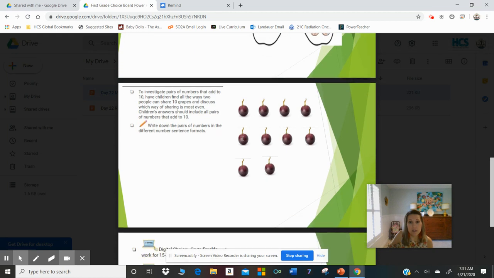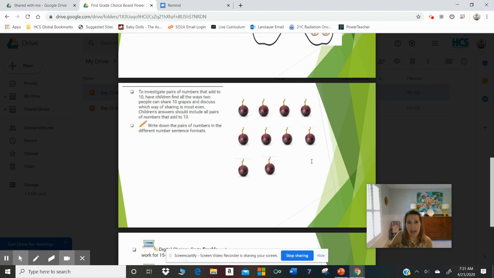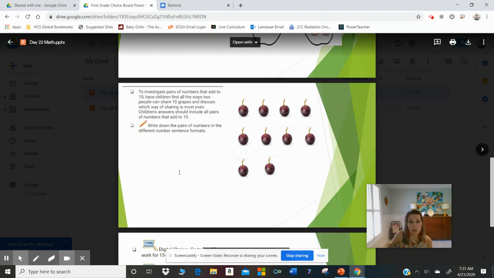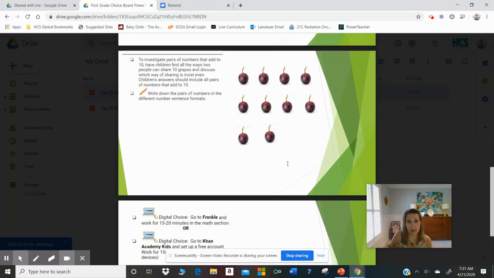Then also another game you could play is with grapes, doing the same thing. Get 10 grapes and see how many different ways you can add these numbers together to make 10. 1 plus 9, 2 plus 8, 3 plus 7, all those ways to make pairs of 10. And then you're going to write down the pairs of numbers in the different number sentence forms, okay? So you need to write out your number sentences to match your problems that you come up with the grapes.